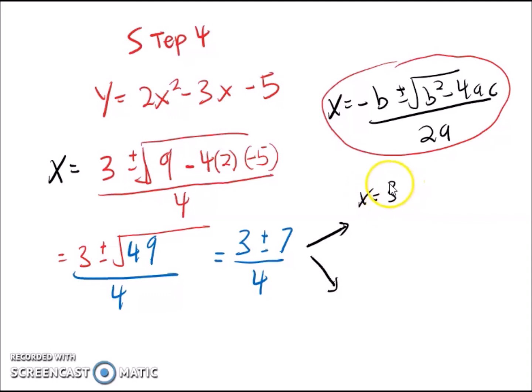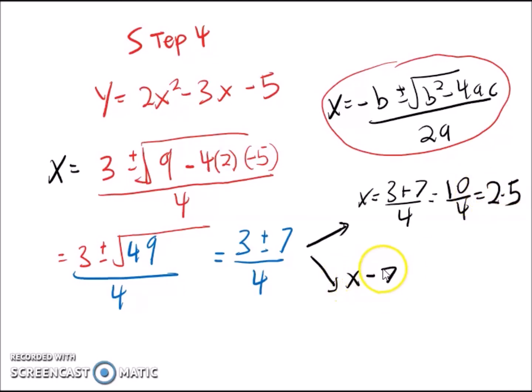So x is equal to 3 plus 7, and here will be 10 over 4. Your x is 2.5, and for the other one we try with minus. x is equal to 3 minus 7 over 4, and here we'll be getting minus 4 over 4. x value is negative 1. Okay, this is our step 4. Now we try with step 5.